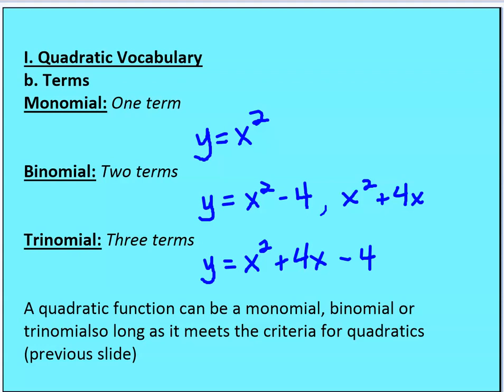So a quadratic can be a monomial, a binomial, or a trinomial, so long as it meets the criteria for quadratics in the previous slide, where a cannot be 0. So these are the terms to remember. Monomial means one term, bi, like as in bicycle. Two terms, tri, as in tricycle. 3 wheels, 3 terms.